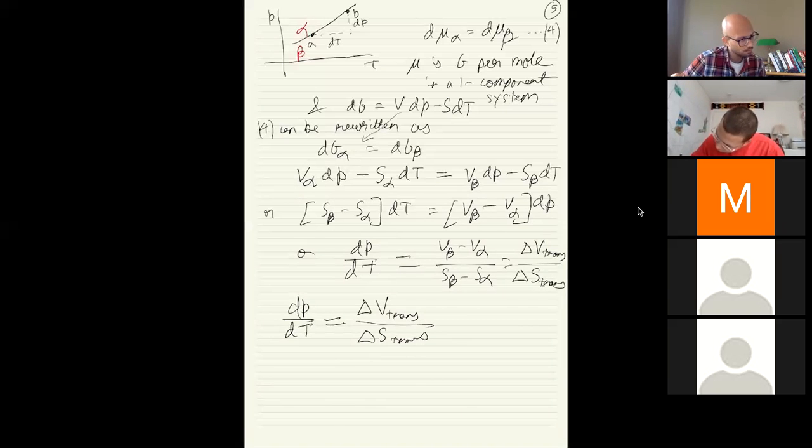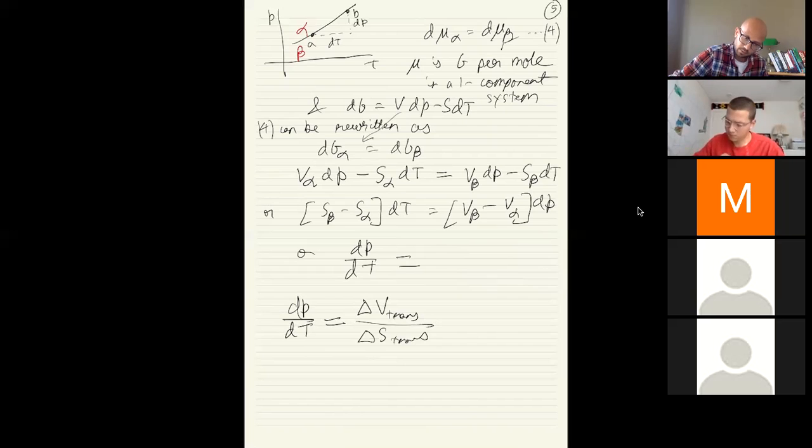Did I screw up something? I think I did. dP by dT, I did it opposite in my enthusiasm. I flipped the order, very sorry about that. dP by dT is equal to S beta minus S alpha by V beta minus V alpha, which is equal to delta S transition by delta V transition.